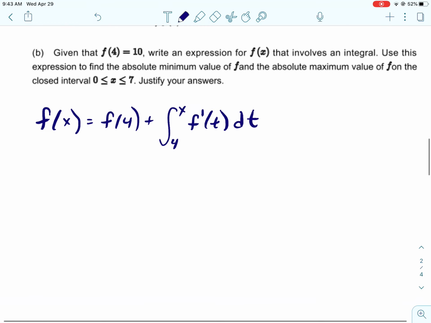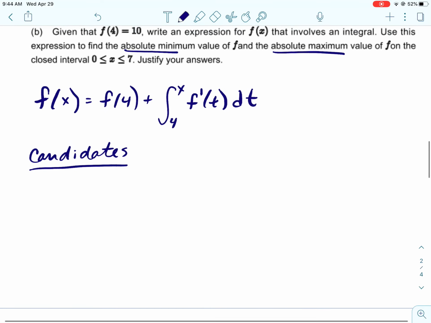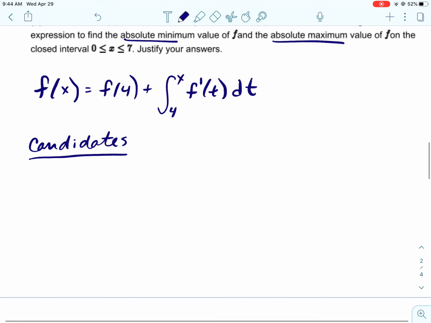Now, if those numbers that we put at the upper limit are less than 4, then when we do our accumulating, we would need to subtract or use the opposite sign. All right, so now we are finding absolute minimum and absolute maximum. So when we do those types of problems, what we do is we list out the candidates.